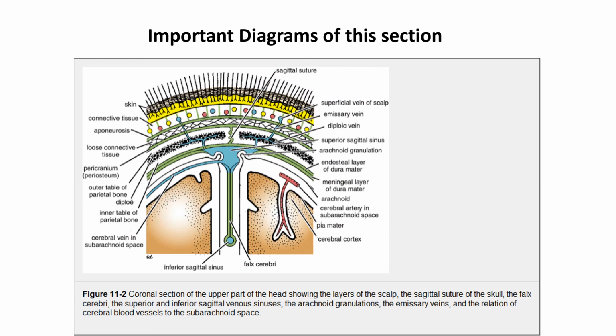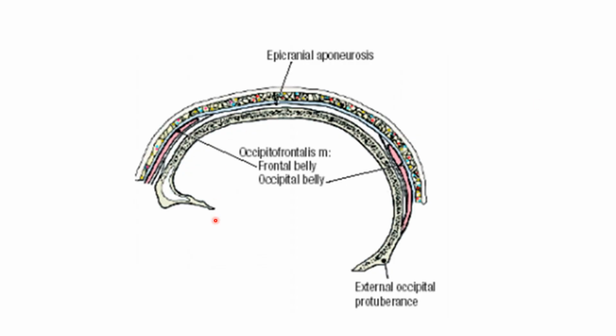So with this, we come to the end of this lecture. Please see that there are certain important diagrams which you draw in your files. One is the coronal section of the upper part of the head showing the layers of the scalp, which we've drawn together, a diagram from Snell's. The second is the sagittal section showing the layers of the scalp, which is very important when you're talking about the question on black eye. So you should be able to draw this also.